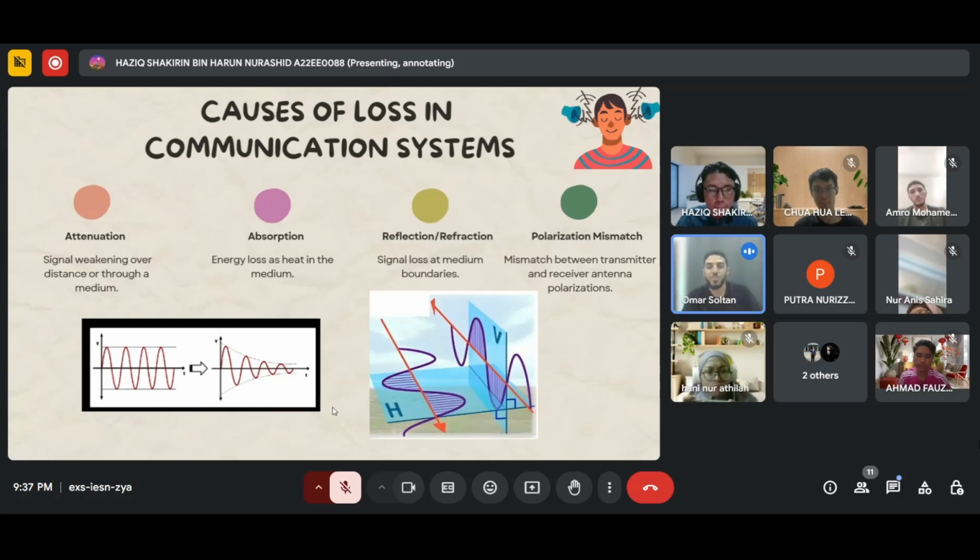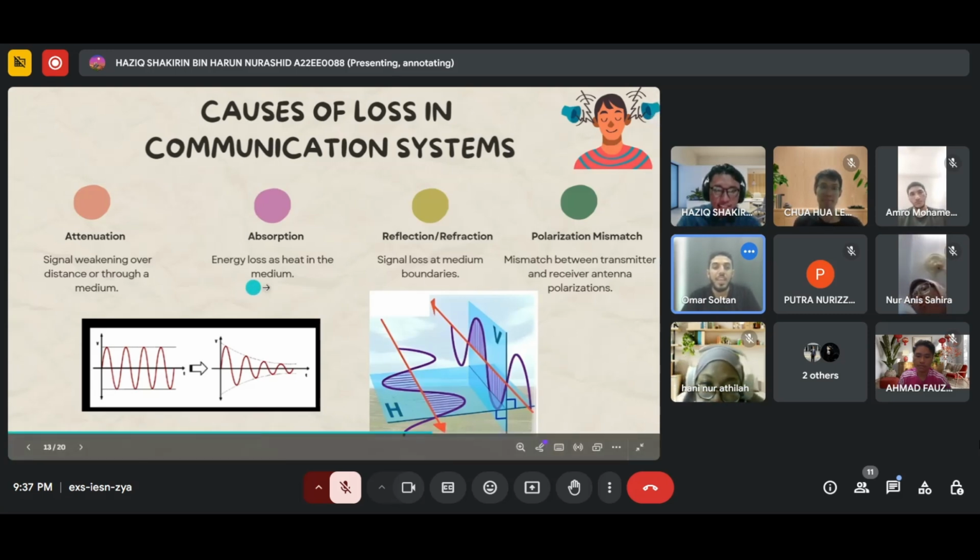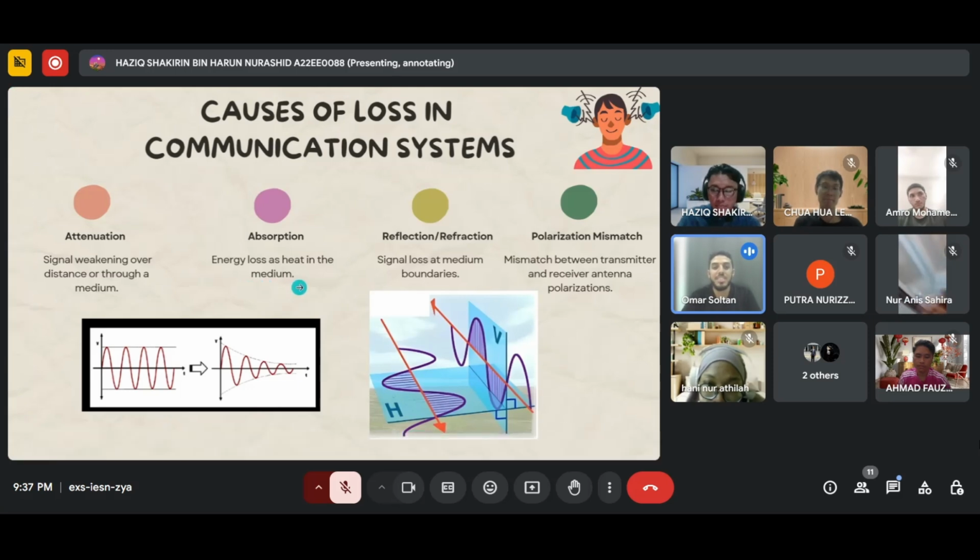So when you're on a football field and your friend is at the end of the field, he can't hear you properly. This is one of the causes of loss. The second one is absorption. This happens because the medium the signal is traveling through soaks up some of the signal's energy and turns it into heat. For example, in fiber optics, some of the light signal gets absorbed by the glass, making the signal weaker.